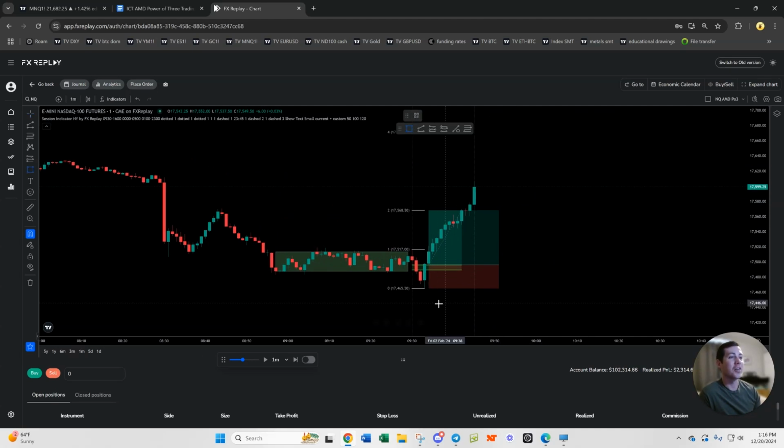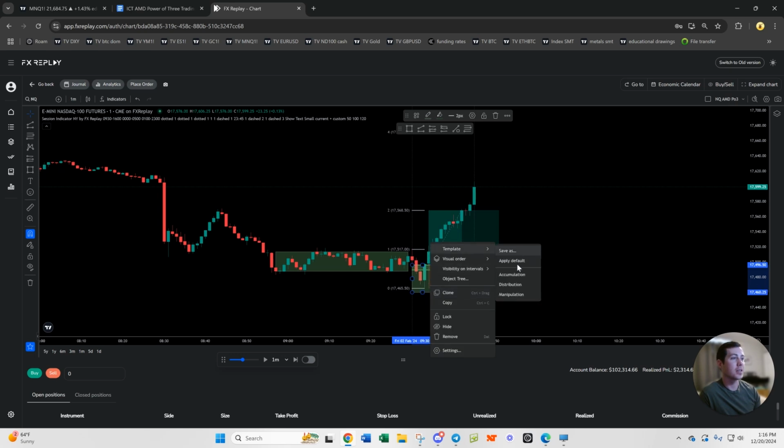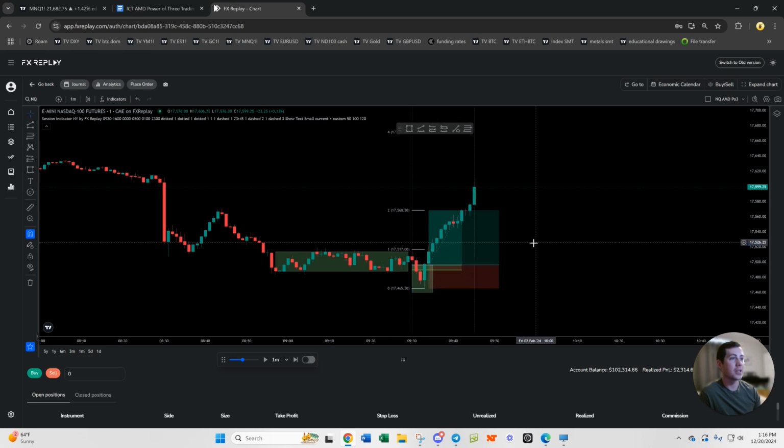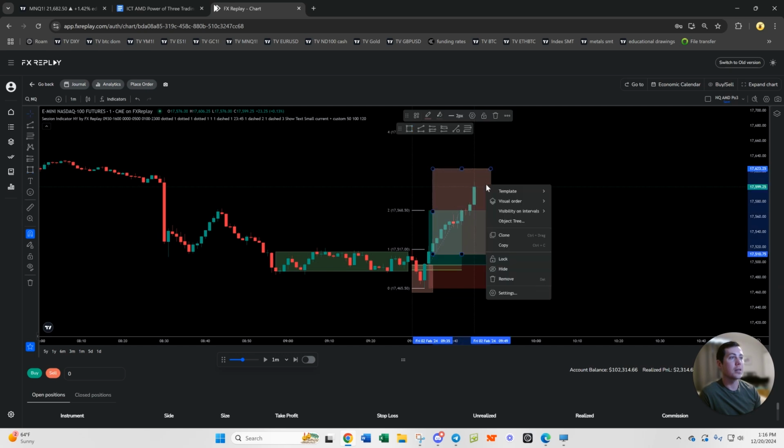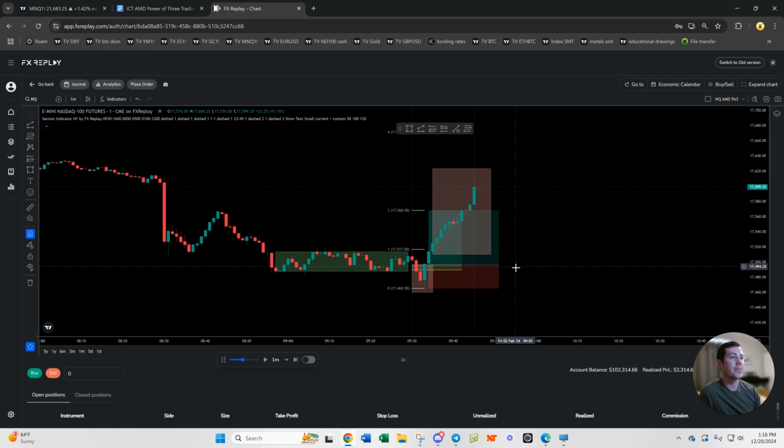And I'll go ahead and draw the manipulation distribution so you guys can see that too. If you put the rectangle on the chart, you can just use this template tool and change it to the 3 different phases here. And then this would be our distribution, template distribution. Perfect. So as you can see, just to review, we got accumulation, manipulation, and distribution to the upside.